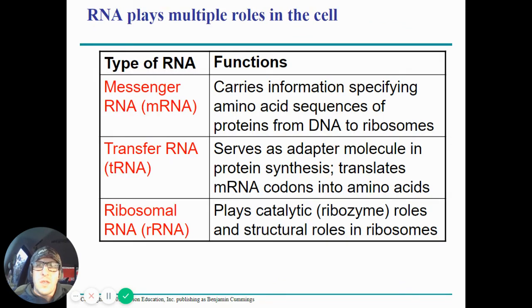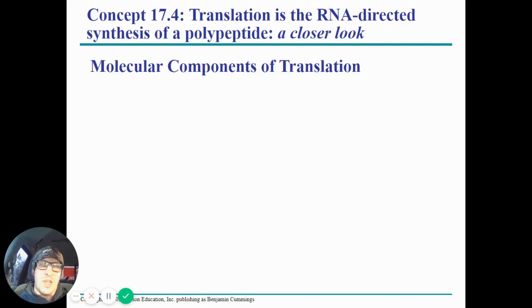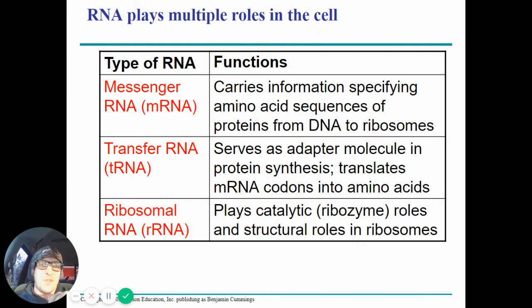Okay. So before we jump into translation, I want to get into the different types of RNA. There's 3 different types of RNA that I want to make sure you understand, and they're listed right here. We've already talked about one of them, known as messenger RNA. This is your disposable copy of the very valuable DNA code. You want to be able to have a disposable copy so that you can keep a nice pristine copy in the nucleus in the DNA, right? So that's what messenger RNA is. It carries information specifying the amino acid sequences of proteins from DNA to the ribosome.